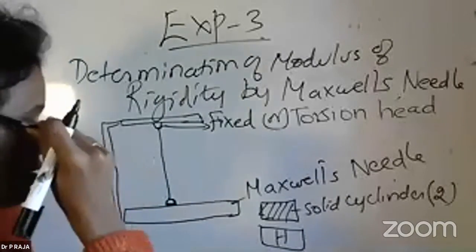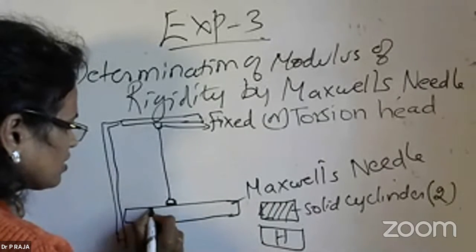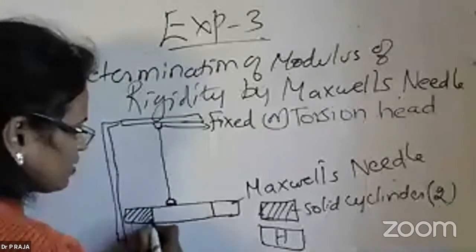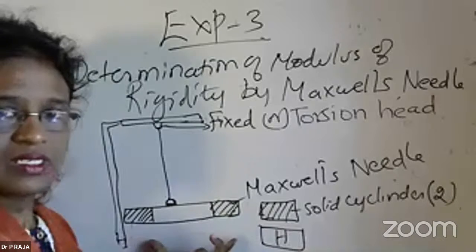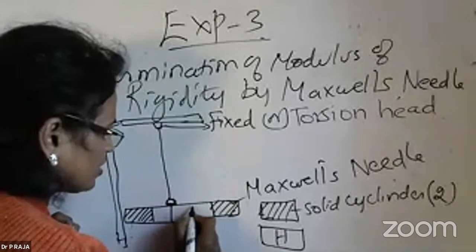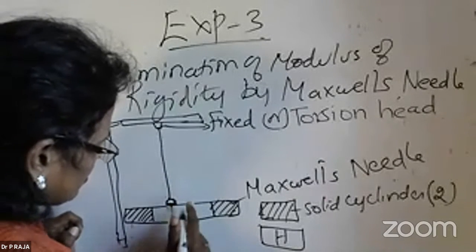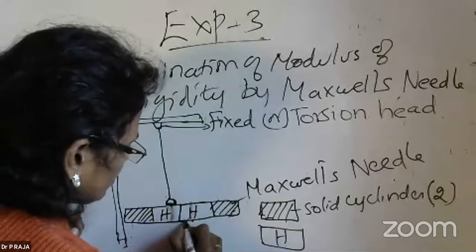First, the position of the solid cylinders. Keep the solid cylinders outside. That is the first part of the experiment. You will keep the solid cylinders outside, and before putting that, you will put the hollow cylinders. These two will be your hollow cylinders. Here I have to put them. This will be the hollow cylinders.